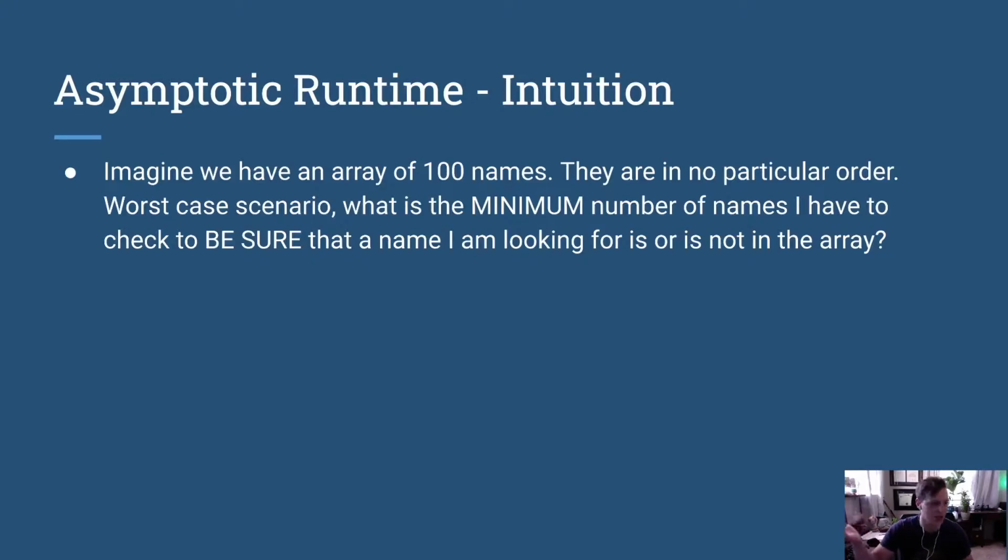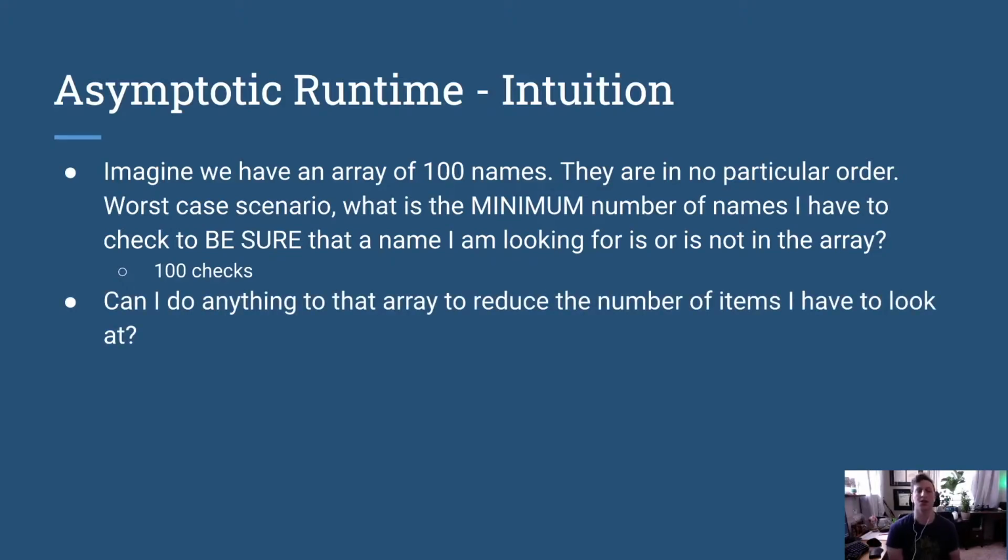Just like if I'm looking for somebody in a house, I have to look through all the rooms before I know they're not there, right? Because they could be in any room. So in the same sense, this name could be anywhere, and because it's an unordered array, I have to look through every single element in the array to make sure it's not there before I can be sure that it's not. So that's 100 checks I have to do if I have an array of 100 names.